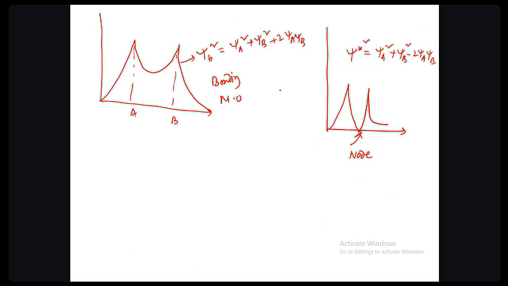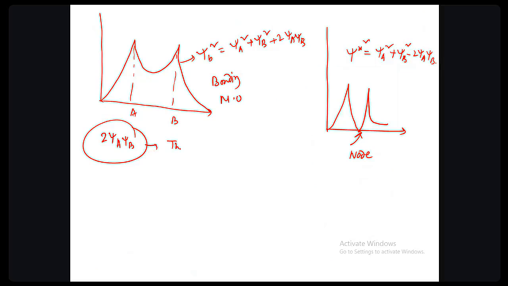So this is the probability function of the anti-bonding orbital. Psi star square is the probability function of the anti-bonding orbital. Now what we have observed is that 2 psi A psi B is the main determining factor whether it will be bonding or anti-bonding. That is the 2 psi A psi B term. If 2 psi A psi B is positive, then you can say bonding. If it is negative, then you can say anti-bonding. That is called the overlap integral.